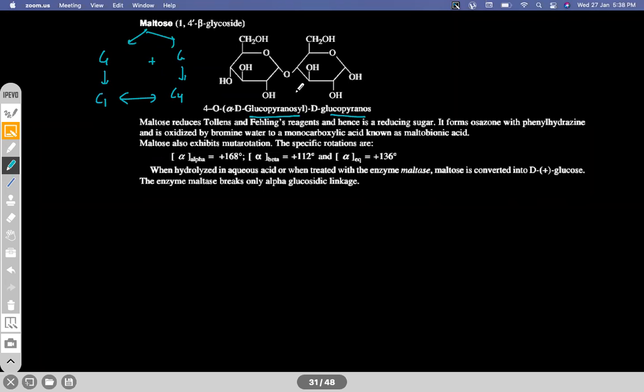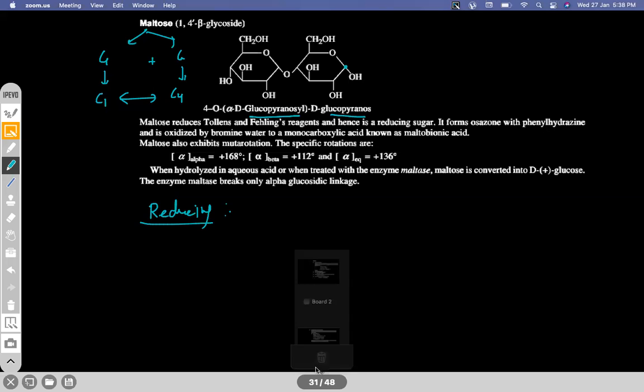Now, is this one a reducing sugar or not? Could you tell me? Is this one a reducing sugar or not? It is a reducing sugar. Why is it a reducing sugar? Because one of the carbon atoms which contains OH and OR group is not involved in the bonding. See, this one has OH and OR group, it is involved in bonding. But for this molecule, this carbon atom which contains OH and OR group is not involved in bonding. And when this carbon atom is free, it is a reducing sugar.